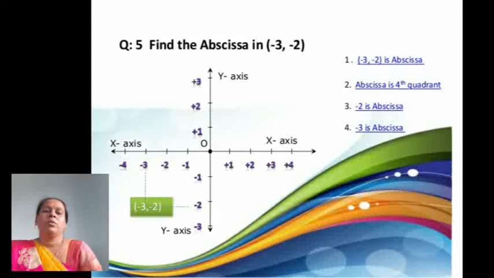Same point is given, -3, 2, and here you have to find the abscissa of this point, this x coordinate, and this x coordinate is -3. In the simple way, the first value is the abscissa and the second value is the ordinate. First value is abscissa, means it is x coordinate, and second value is ordinate, means it is also called y coordinate. In this way you can declare the position of the point.